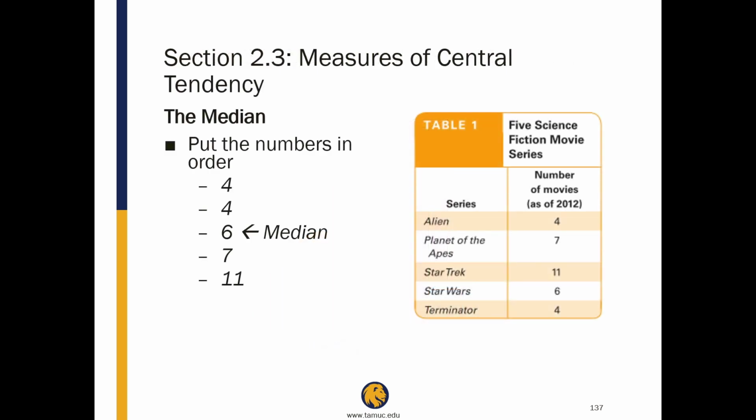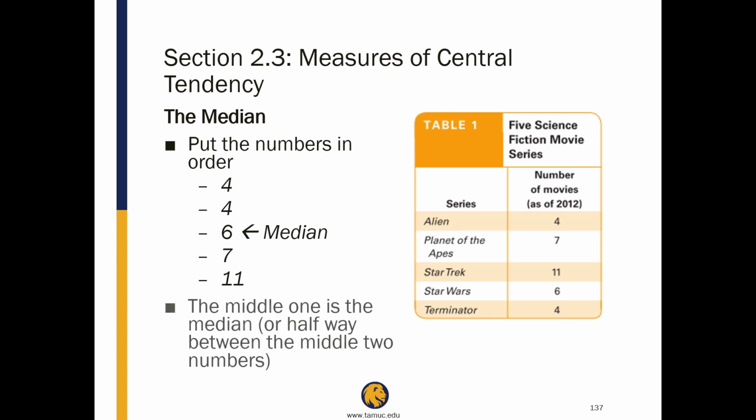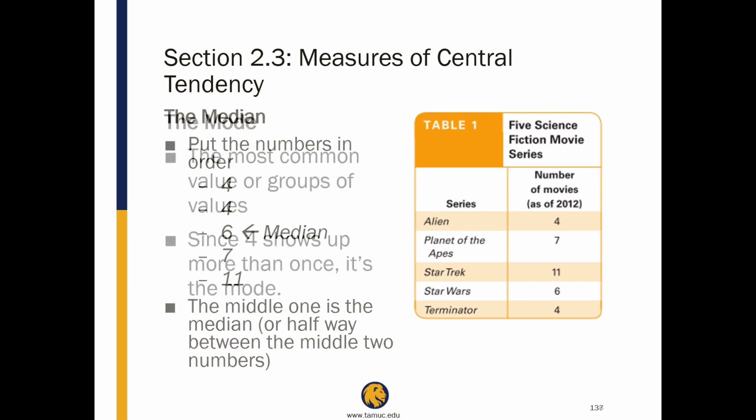The other way of talking about average is through the median. To do the median, we have to first put the numbers in order, and then the median would be located in the middle of the numbers, or in some cases we have to take the middle two numbers, add them and divide by 2. But in this case, if we put the numbers in order, 4, 4, 6, 7, 11, the median would be 6, which is the one number which sits in the middle. And like I mentioned, sometimes you have to go halfway between the two middle numbers if there are two numbers in the middle.